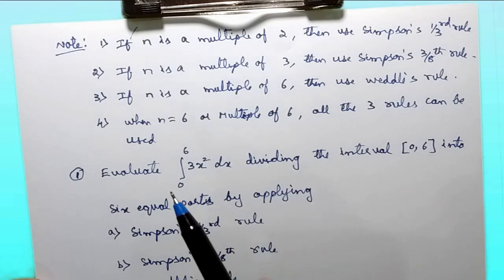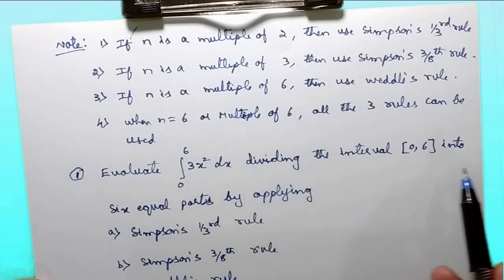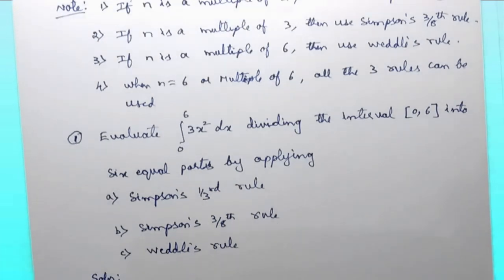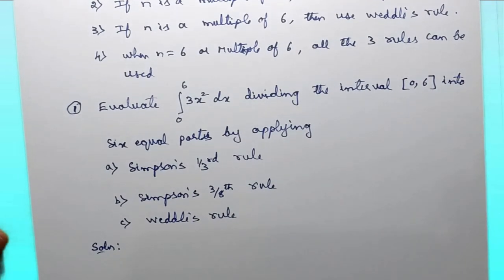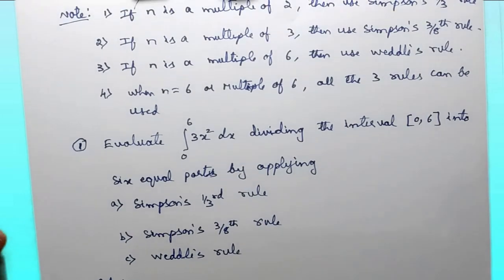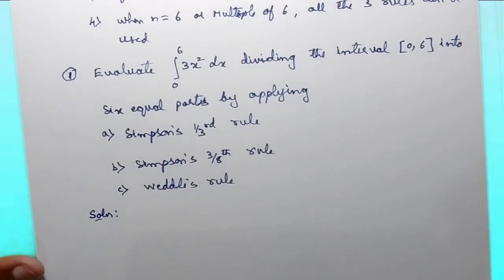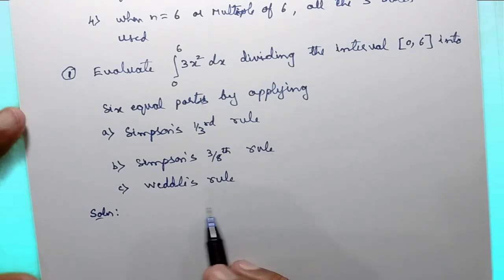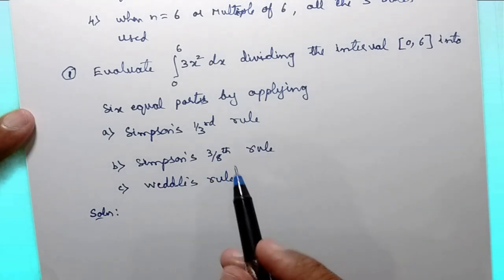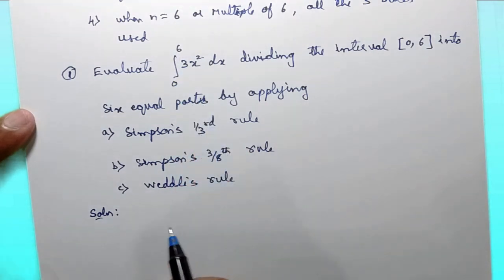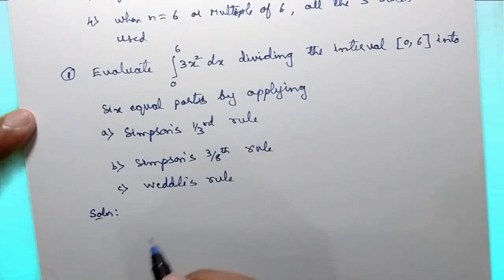Evaluate the integral from 0 to 6 of 3x squared dx, dividing the interval 0 to 6 into 6 equal parts, by applying Simpson's 1/3 rule, Simpson's 3/8 rule, and Verrall's rule. So we need to apply all the rules and try to get the solution. Here the values of x and y are not given, but the interval is given, 0 to 6. So we'll first find out the value of h.